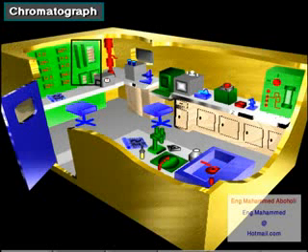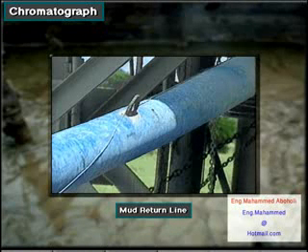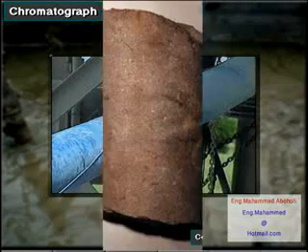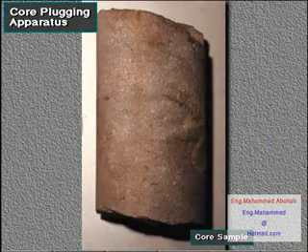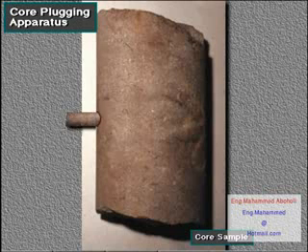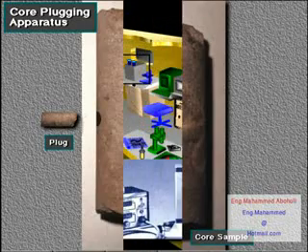A chromatograph displays the percentages of hydrocarbon gases in the mud returning to the surface. The chromatograph has sensors in the mud return line. These sensors detect such gases as methane, ethane, and propane that may be in the mud. The core plugging apparatus takes a small plug out of a core sample. The mud logger can analyze the plug to get an idea of what the larger core sample may contain.